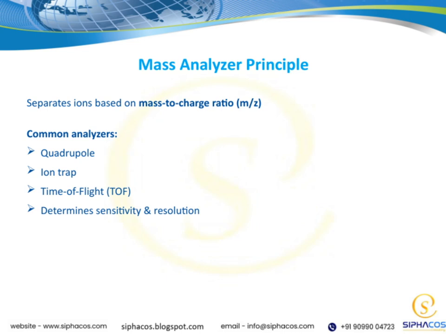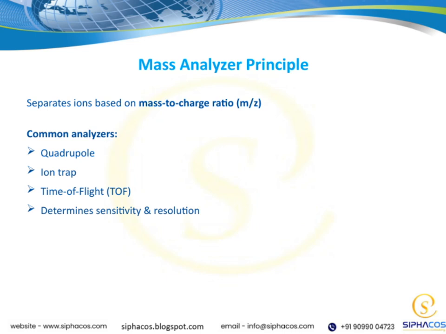The first one is the quadrupole, which uses oscillating electric fields to filter ions of specific M/Z values. Next, we have the ion trap, which can trap ions temporarily and then selectively eject them for detection. Then there's the time of flight, or TOF, analyzer, which measures how long it takes ions to travel a set distance, giving us precise M/Z data.